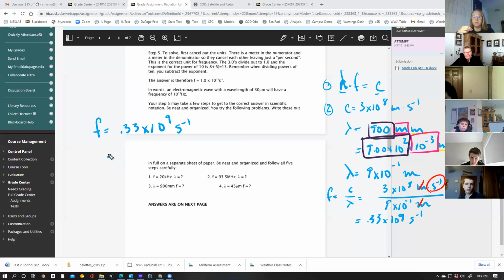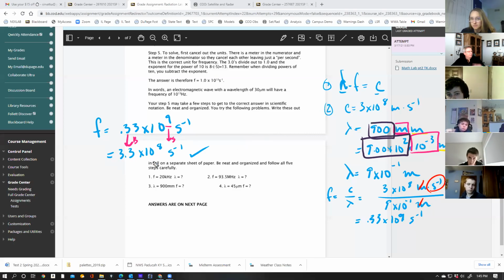No. So I need to go 3.3. And do you understand that I'm making this number bigger, which means this number gets smaller? Times 10 to the 8th, s to the minus 1. And that is the answer in scientific notation.